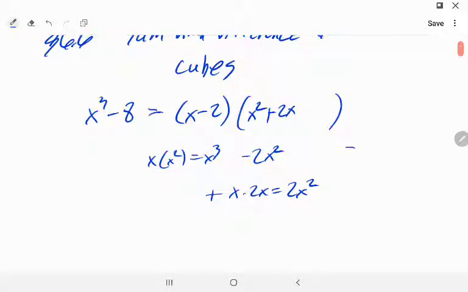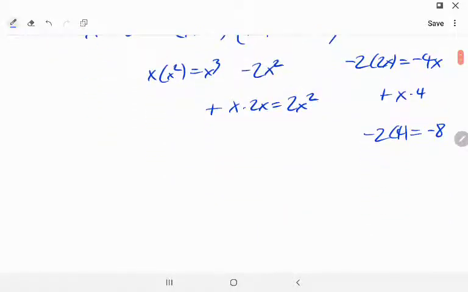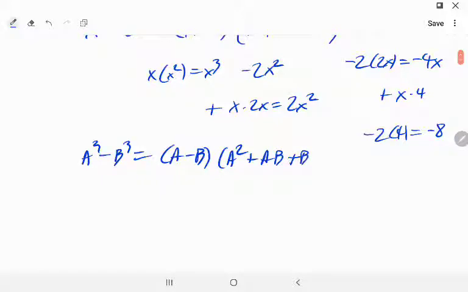but then we would end up getting negative 2 times 2x is negative 4x. Again, there's no negative 4x, and so we could try adding 4, so we can then add x times 4, and then we would end up getting minus 2 times 4 is negative 8. And we wanted x cubed minus 8. And so the quantity x minus 2 times the quantity x squared plus 2x plus 4 gives us x cubed minus 8. And so what we're going to notice in general is that a cubed minus b cubed is going to factor as the quantity a minus b times the quantity a squared plus ab plus b squared.